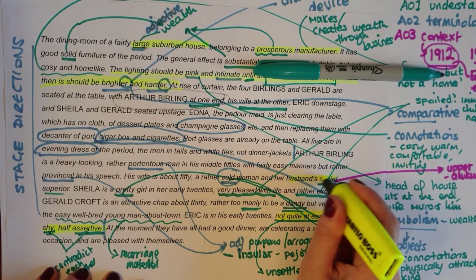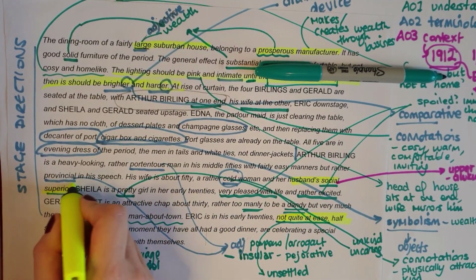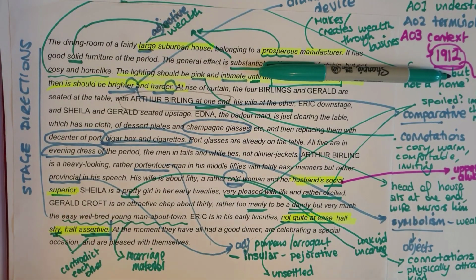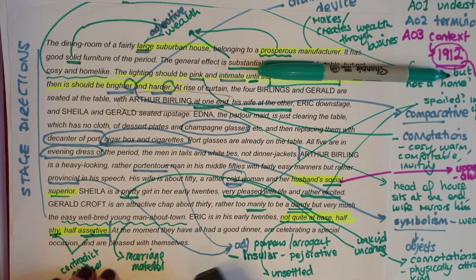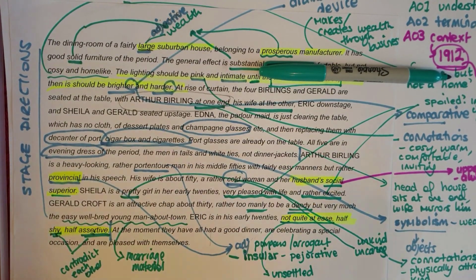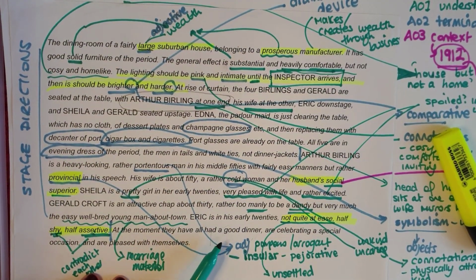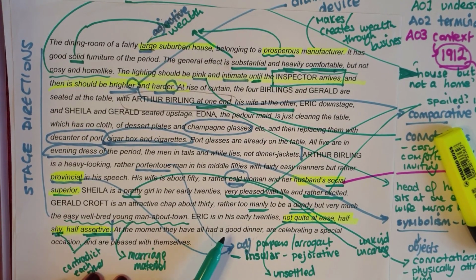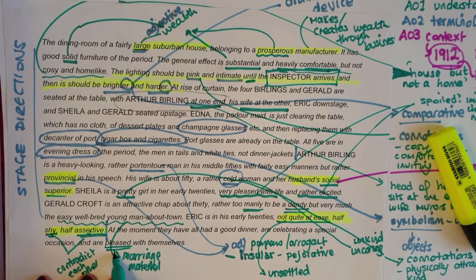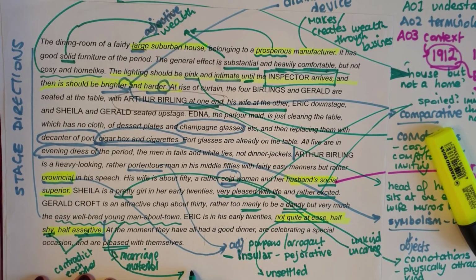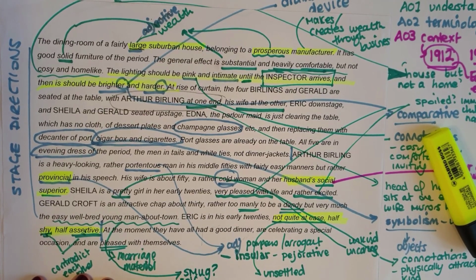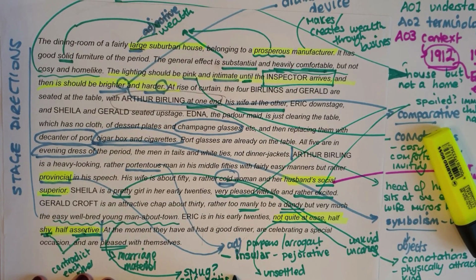I think the other one is husband social superior for Mrs. Birling. Don't underestimate class differences, for context point, because they can cause issues. And also the fact he's provincial, he doesn't know any better. At the moment, they have all had a good dinner, are celebrating a special occasion, which we know is the engagement, and are pleased with themselves. Is this Priestley's way of making them sound smug, self-satisfied, or are they just genuinely pleased?